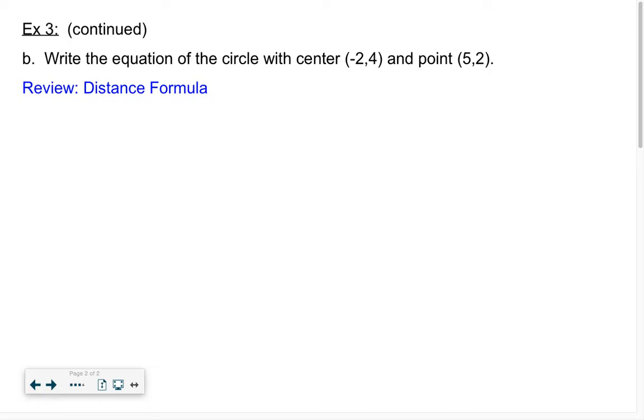Okay. We want to find the distance from the center to the point on the circle, which will give us our radius. So let's review this. I believe you did this in the warm-up.